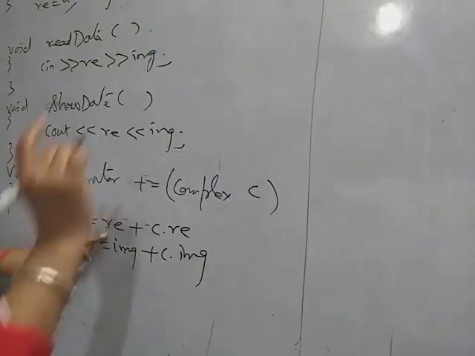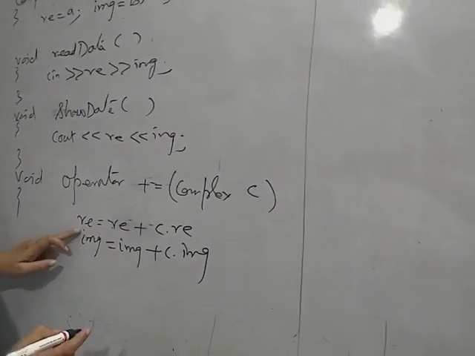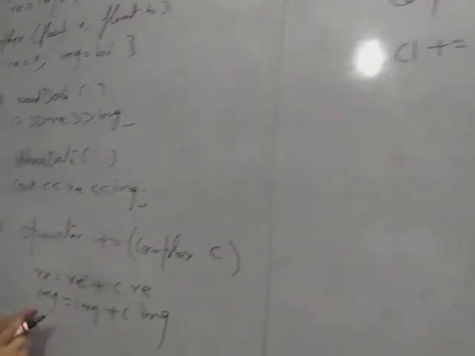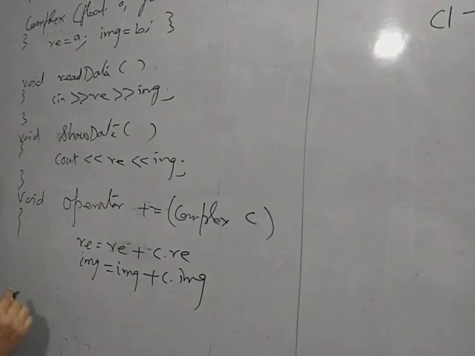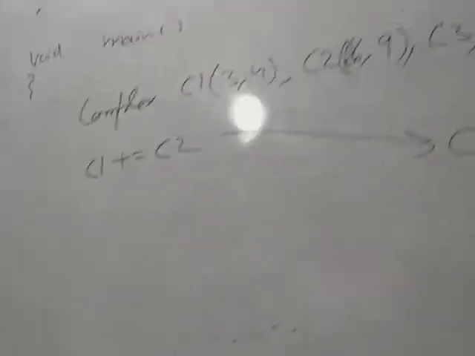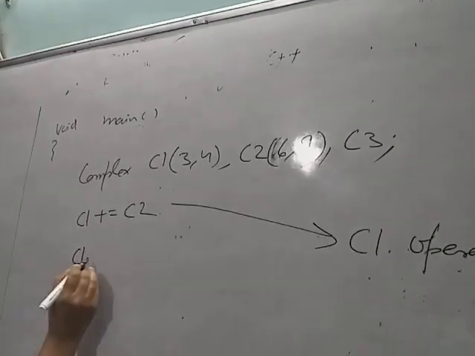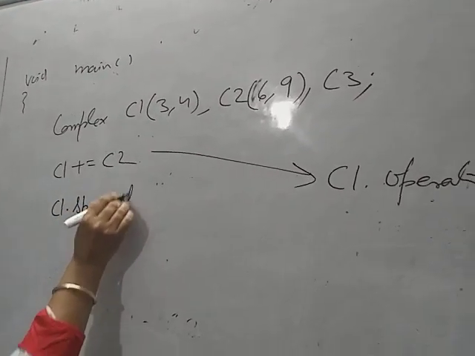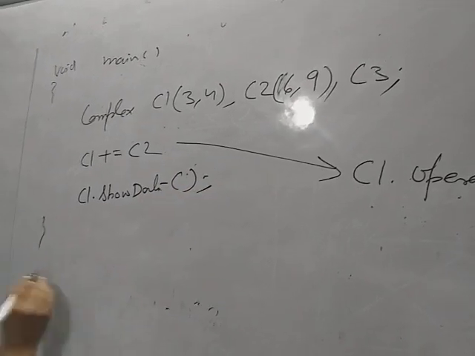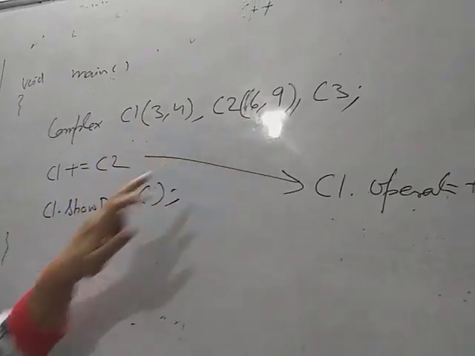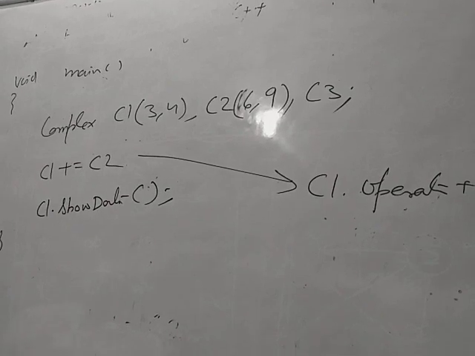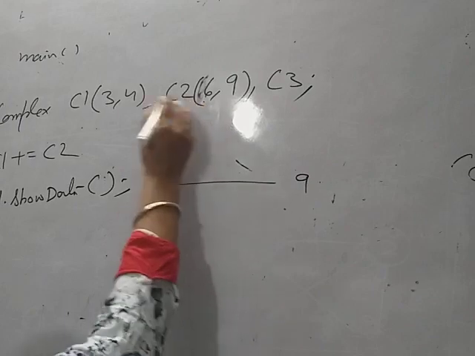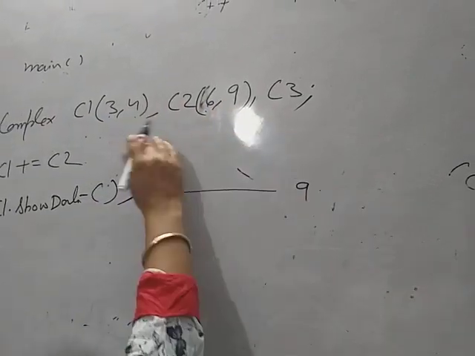Here this real is associated with C1. So the data member of the C1 object, which is passed implicitly, is changed, and the same with the imaginary data member of the C1 object. Now you can check with C1 dot show data. It will give 3 plus 6, so the real part will be 9, and the imaginary part 13.